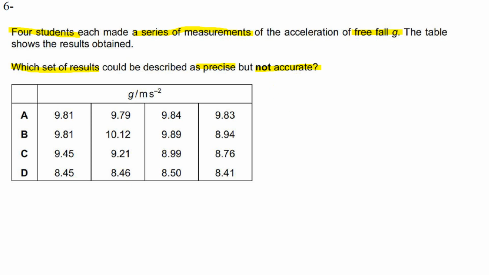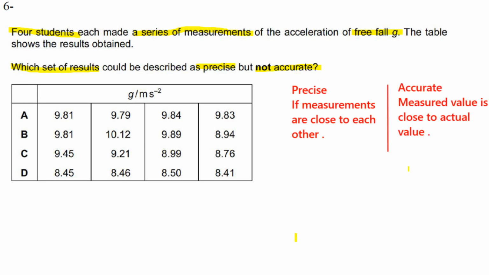To answer this question, we need to understand the exact meaning of precise and accurate. So let me explain exactly what is precise and what is accurate. Precise, as you can see here, I have already written for you to save time. Precise means that the measurements are close to each other. So what exactly does it mean?